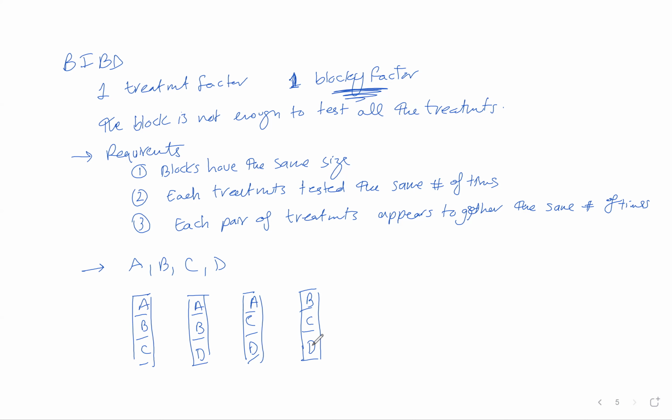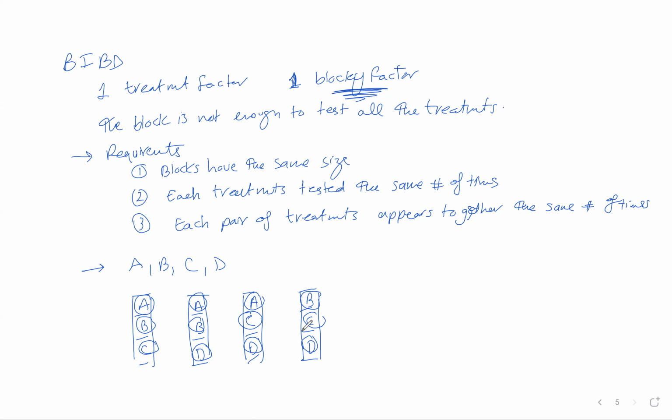Each block has the same size. The first one is 3, second one is 3, third one is 3, fourth one is 3. Each treatment is tested the same number of times. A is tested 3 times, B is tested 3 times, C is tested 3 times, and D is tested 3 times.